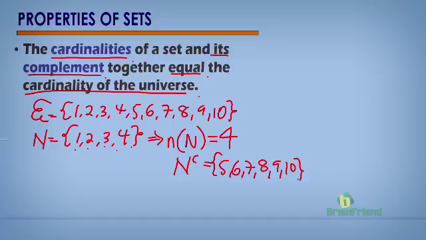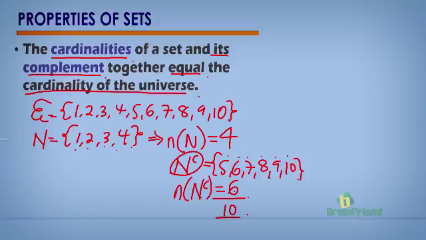The cardinality, therefore, of the complement of our set N is a count of the unique elements within our complement here. Let's do a count. 1, 2, 3, 4, 5, 6. Now, the sum of our cardinalities is 4 and 6, which of course would give us 10.